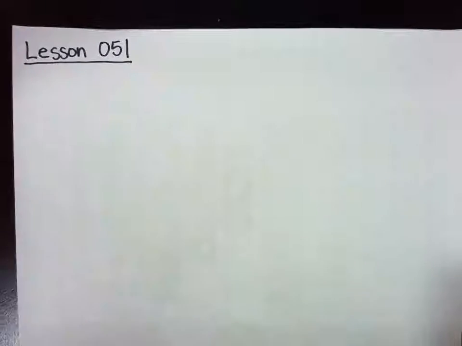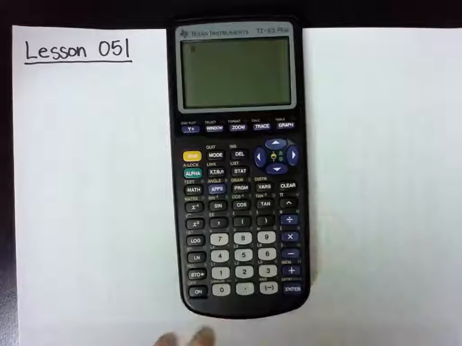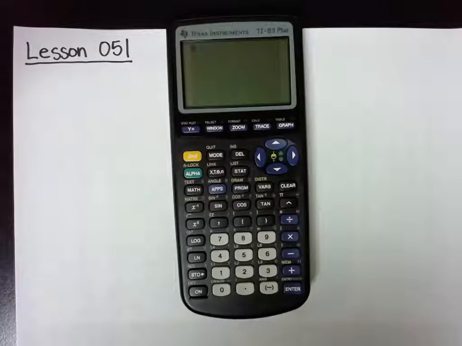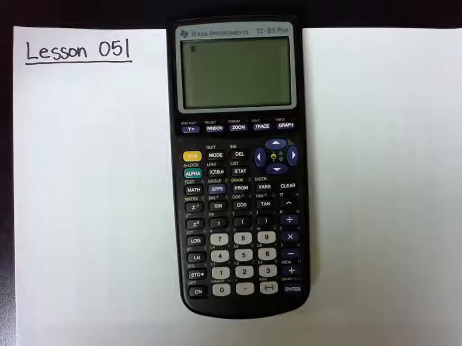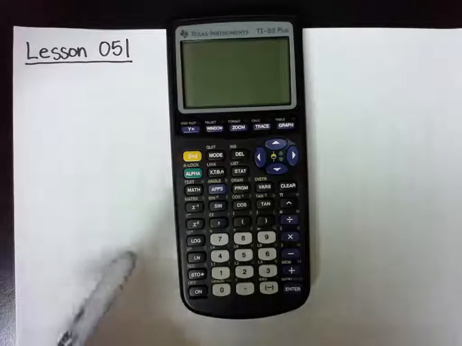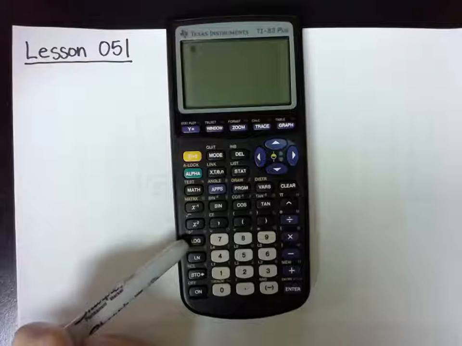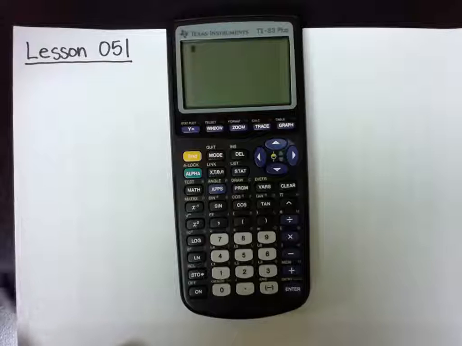Alright, in lesson 51 we'll be talking about logarithms. In particular, two special logs, the common logarithm and the natural logarithm. So you know that we can do log base a of something where a can be any number that's larger than 1. But the two most common ones that you're going to see on your calculator are log, just plain log, that means log base 10, and that's called the common logarithm.